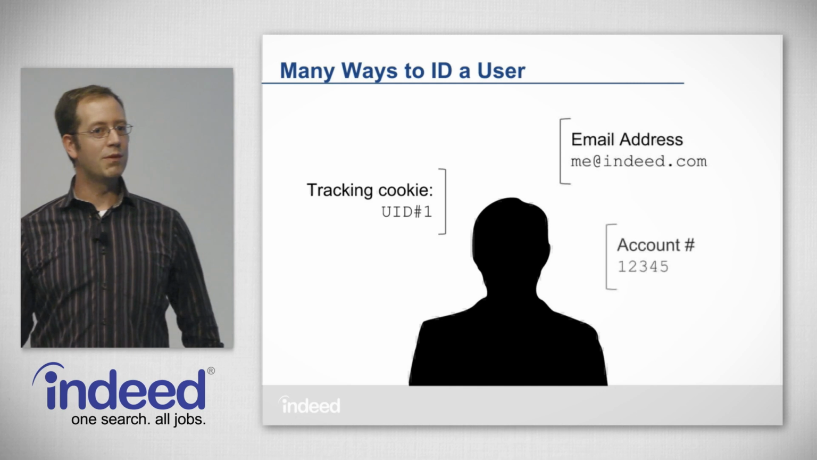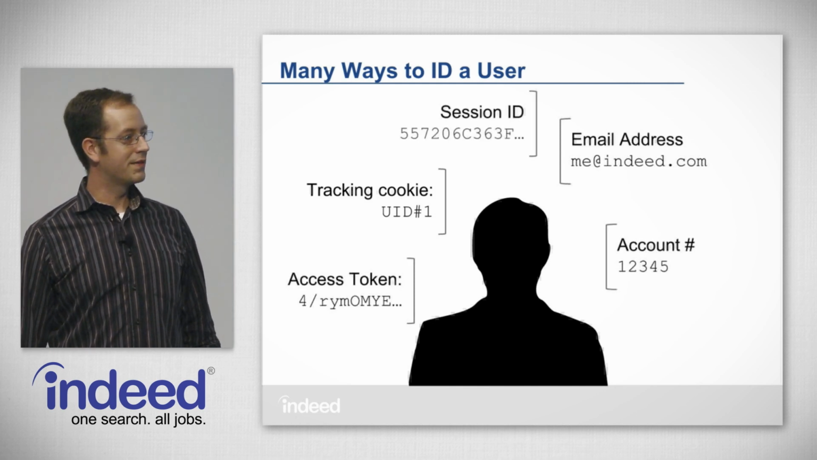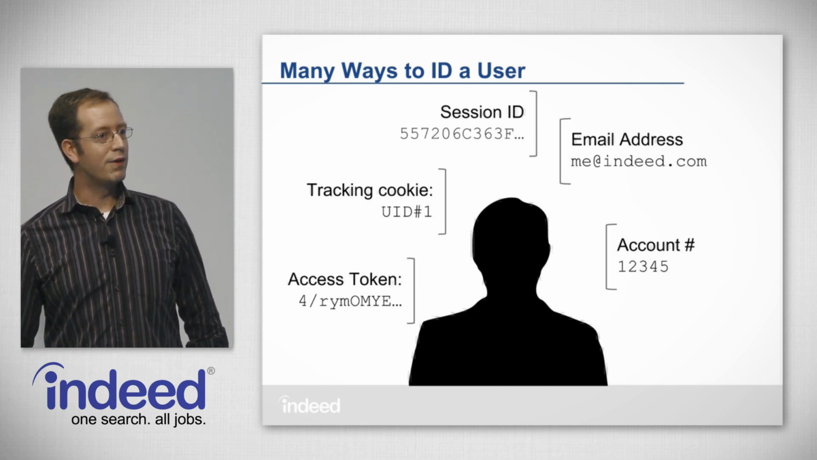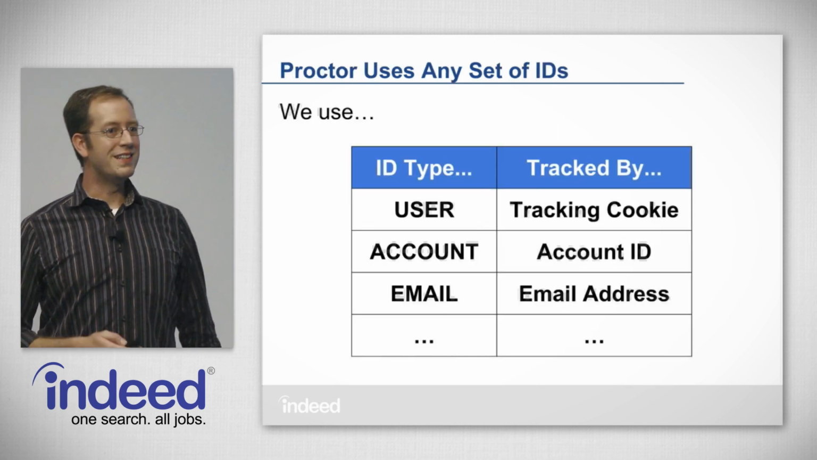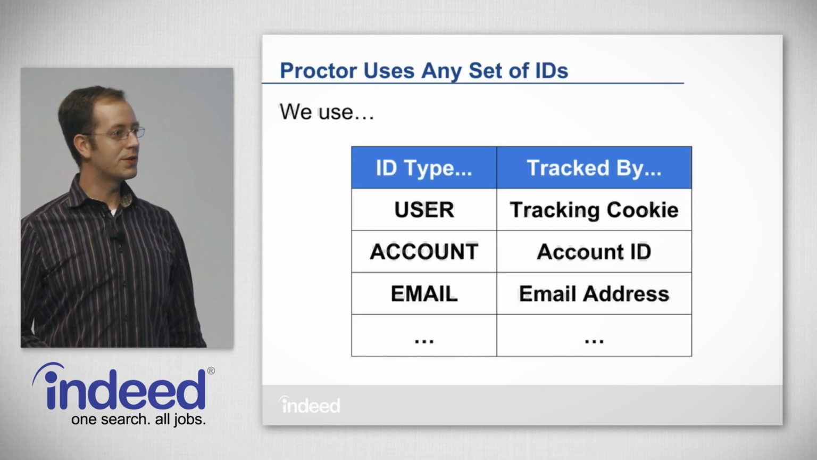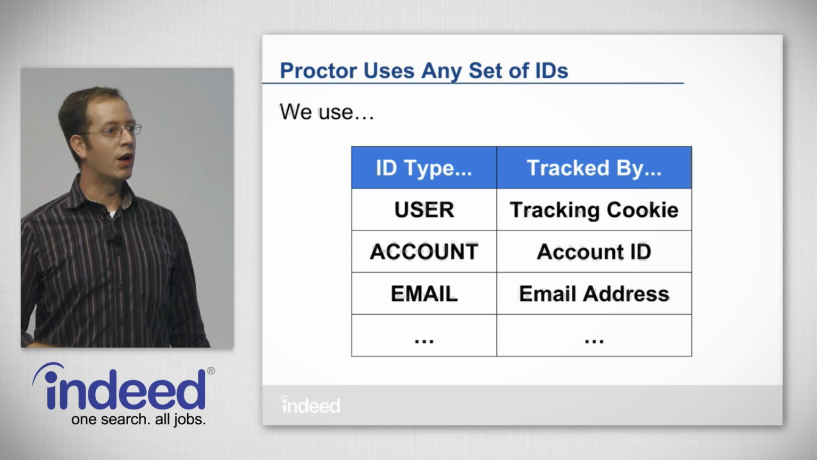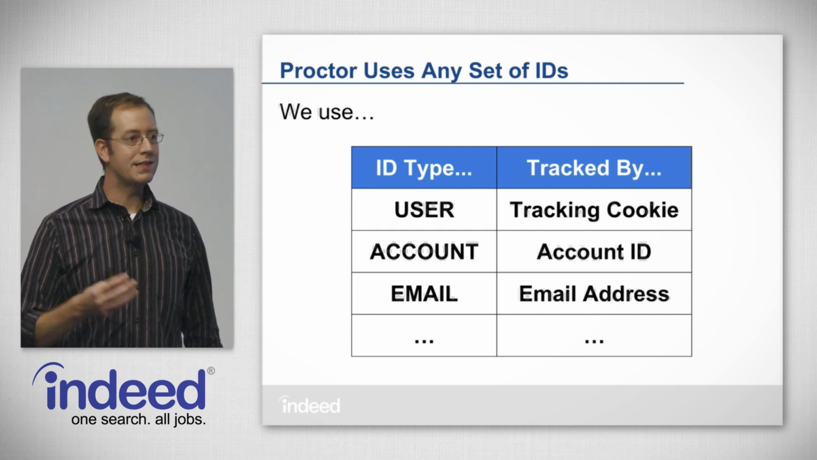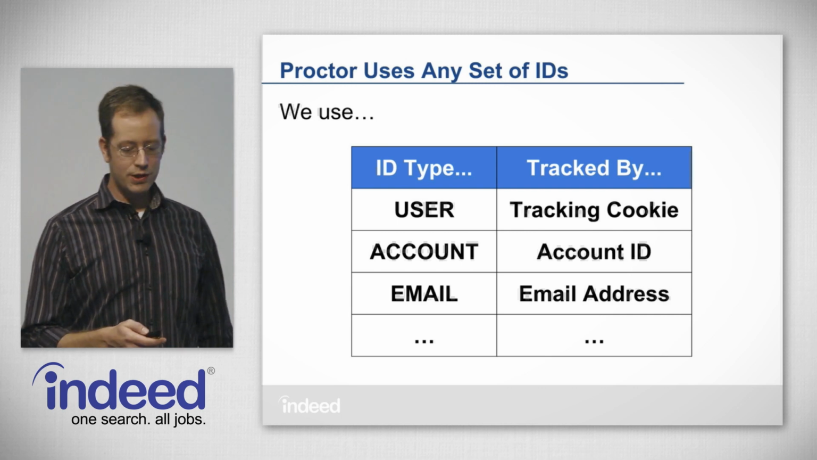If they've signed up to the site with an email address, we can use that. If they have an account ID with us, we can use that. If you've turned on sessions, you can use that. If you have some sort of access token from an ID provider, you can use that. Proctor doesn't care what ID you use. It will use any ID that you can represent as a string, namely all of them. We use a lot of different ones. We use tracking cookies, account IDs, email addresses, all in various contexts. Generally speaking, we use tracking cookies.